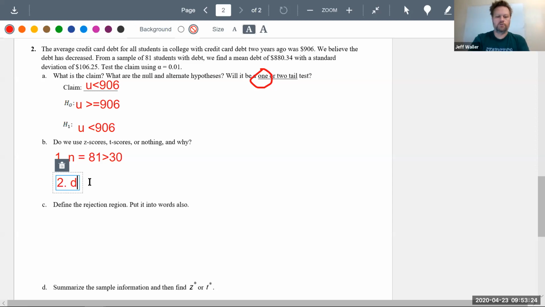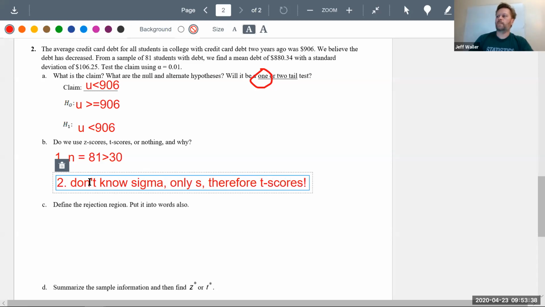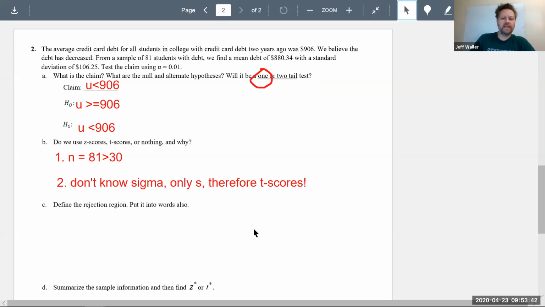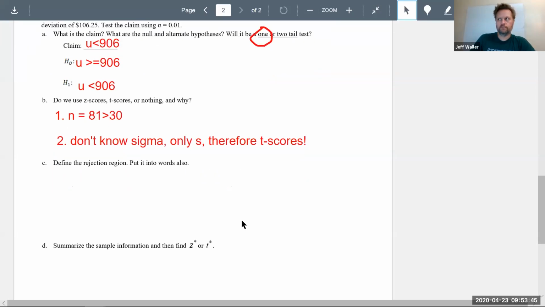Don't know sigma, only S. Therefore, we use t-scores, because that's why they were invented. How much time do I got? Okay, I got enough time. I can sneak this in here.